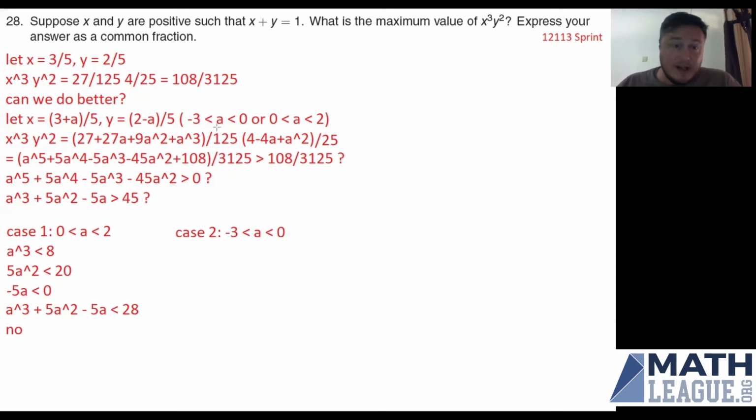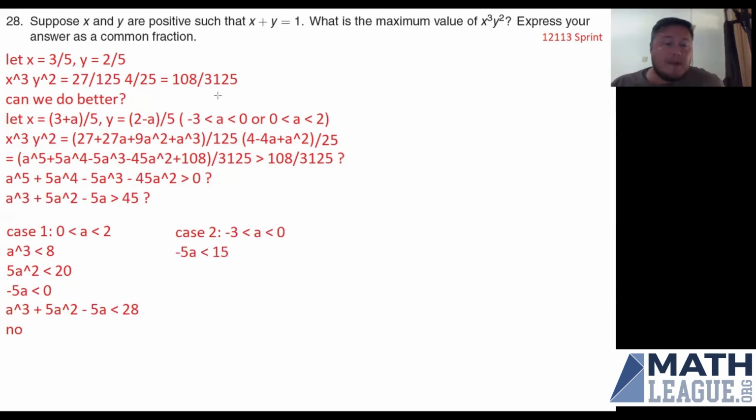So then we move on to case number 2, the other possibilities for a, where a is a negative number between negative 3 and 0. In other words, we're going to be subtracting something from x and subtracting a negative number for y. We're going to be adding something to y, right? Can we subtract something from 3/5 for x and add that corresponding portion to 2/5 for y and do any better than this answer? Well, let's find out.